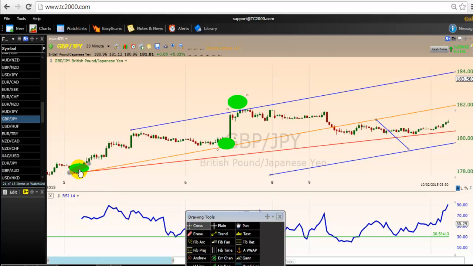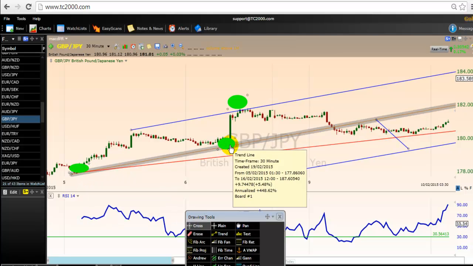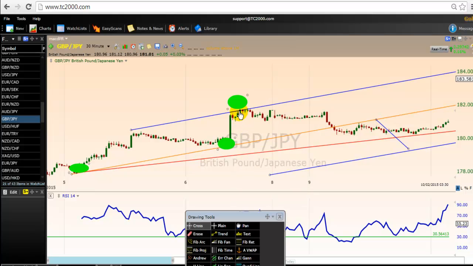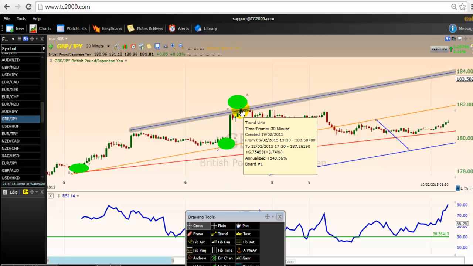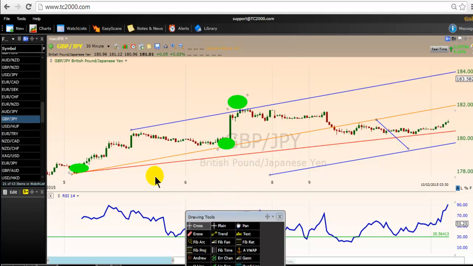We are looking for a low followed by a higher low and a higher high. So we are looking for a low, a higher low, and a higher high in this order. Let's say again, a low, a higher low, and a higher high. I need to remind traders that we must have a higher high here before this higher low.